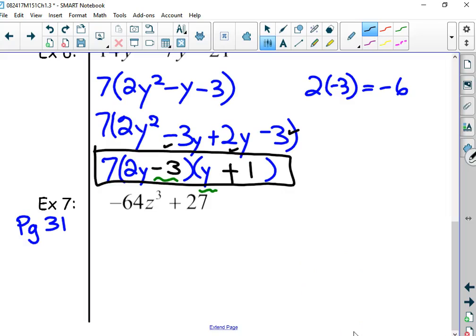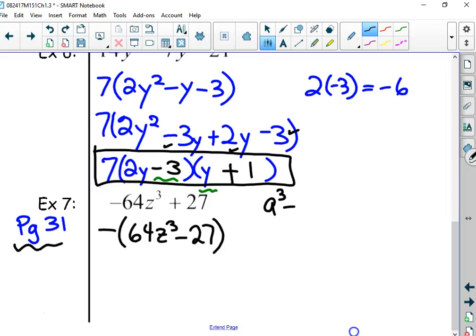On page 31 they show you the sum and difference of 2 cubes. How do I know this is either the sum or difference of 2 cubes? Well, I'm pretty sure because I have exactly 2 terms, and I have a perfect cube on the left and a perfect cube on the right. First of all, let me factor out this negative and get that out of the way: -64z to the third minus 27. We're going to ignore the negative and then factor the difference of 2 cubes.